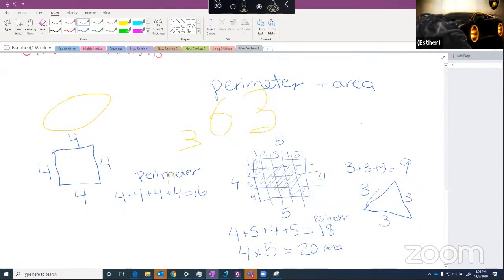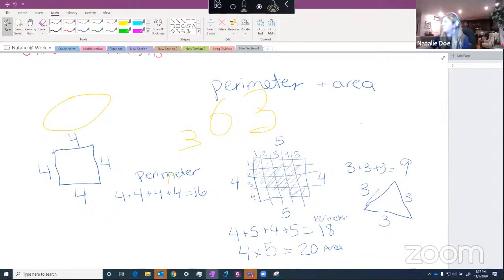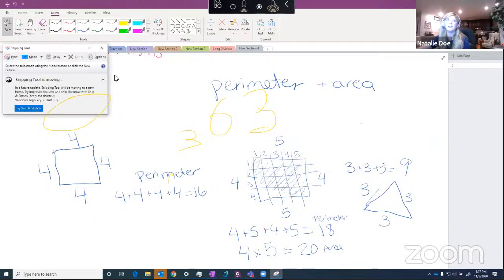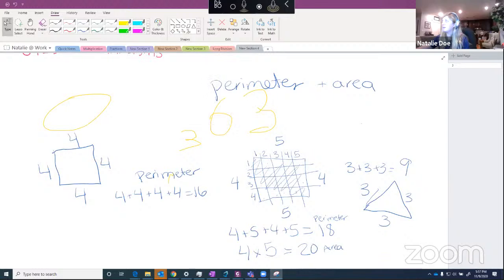So this rectangle here, I have a perimeter of 18. So that's my outside lengths. And then I have an area of 20. And if I were to count all those little squares in here, I would get 20. So that's what your area means. If you add up all the little squares on the inside, how many would you get? Does that make sense? Do you guys have any questions on that? No.